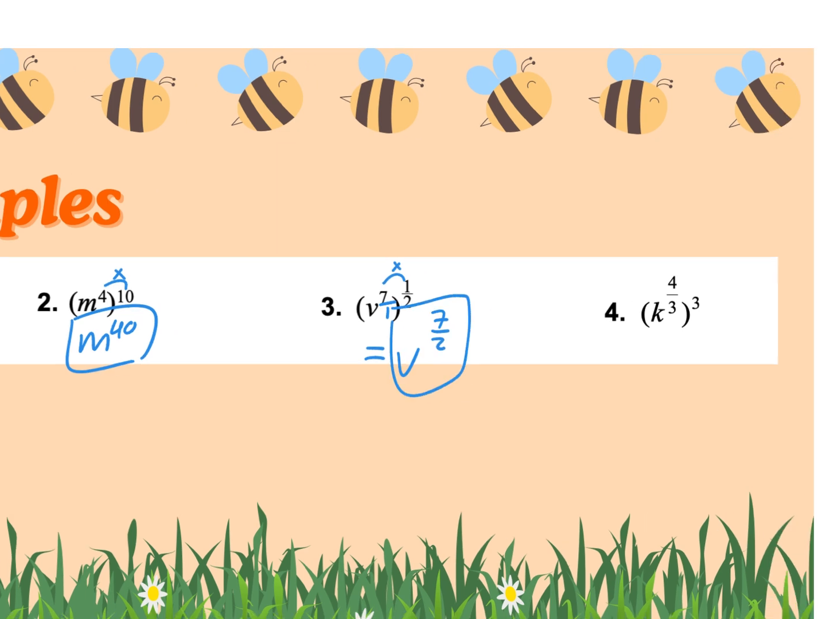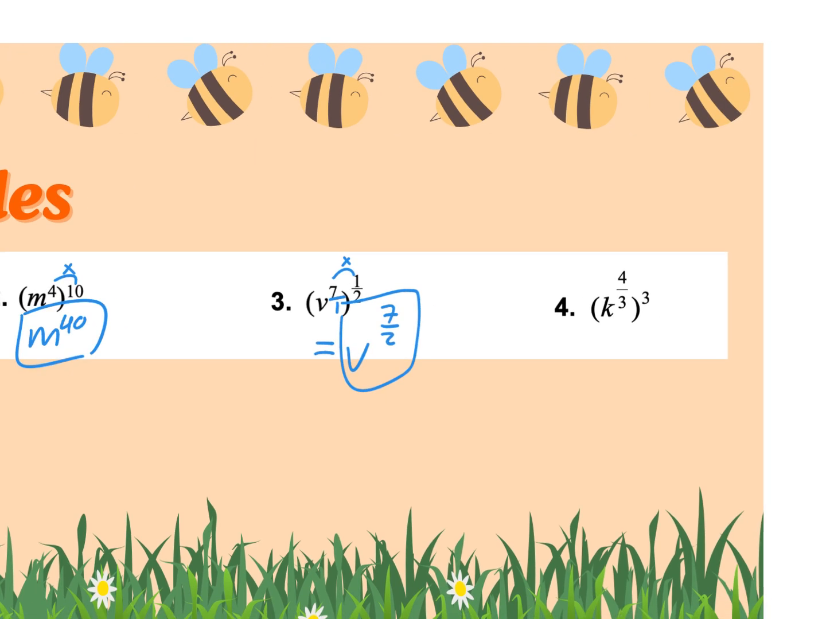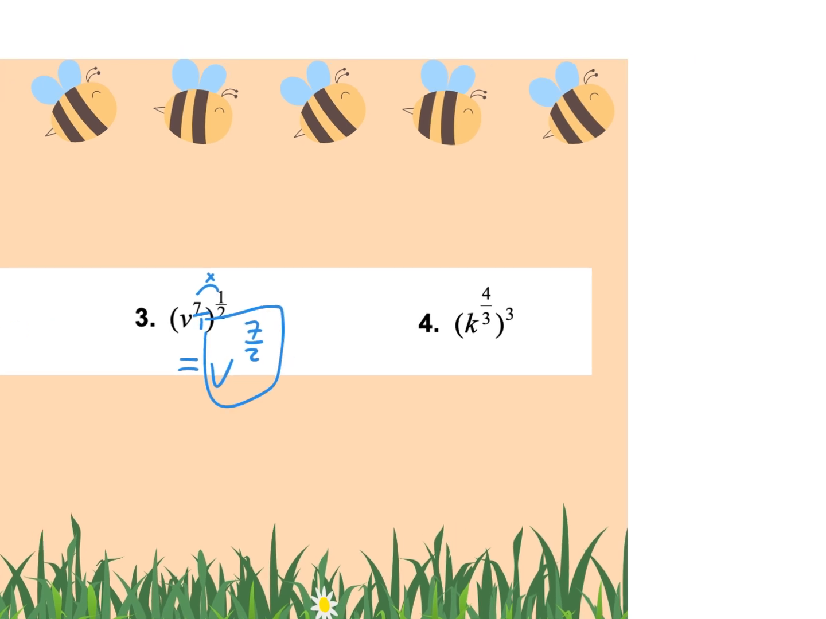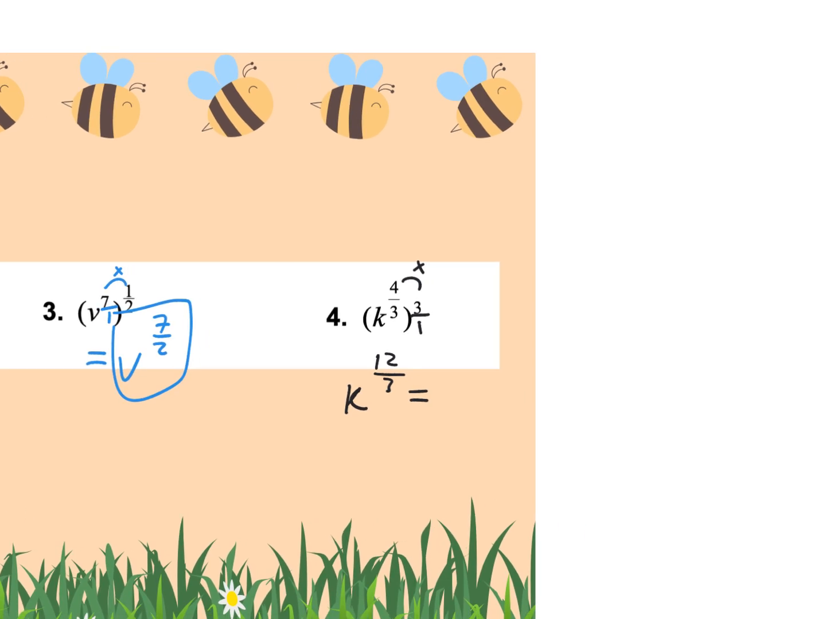All right, and then k to the 4/3 to the power of 3, power to a power, you're going to multiply. And then once again, I can multiply a fraction and a whole number just by multiplying the top with the top, the bottom with the bottom. 4 times 3 is going to get you 12. 3 times 1 is 3. But 12 divided by 3 gets us a whole number, so we can simplify this as k to the 4th.